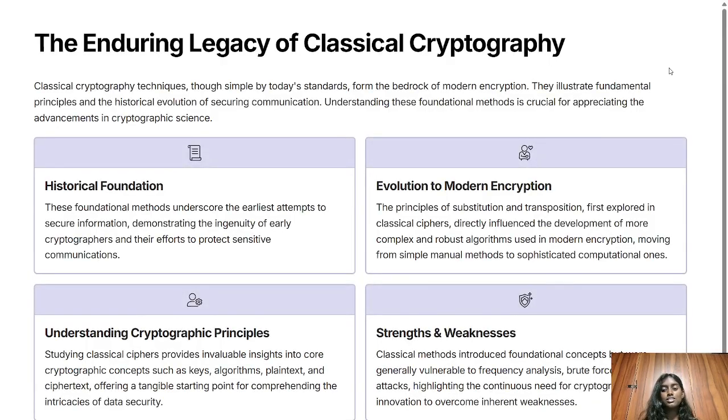The enduring legacy of classical cryptography. To conclude, classical cryptographic techniques may seem simple today, but they form the foundation of modern encryption. They introduce essential concepts like key, algorithm, secrecy, and the idea of protecting information.